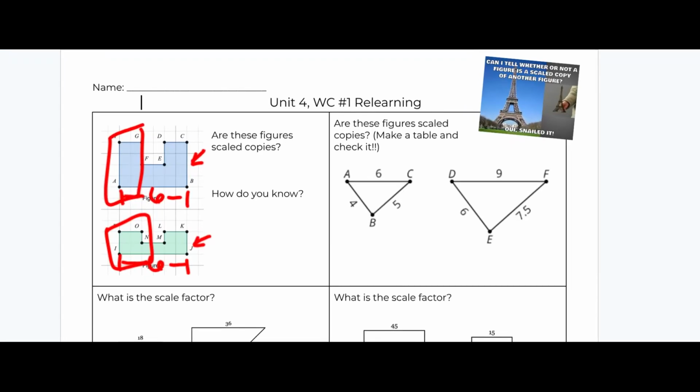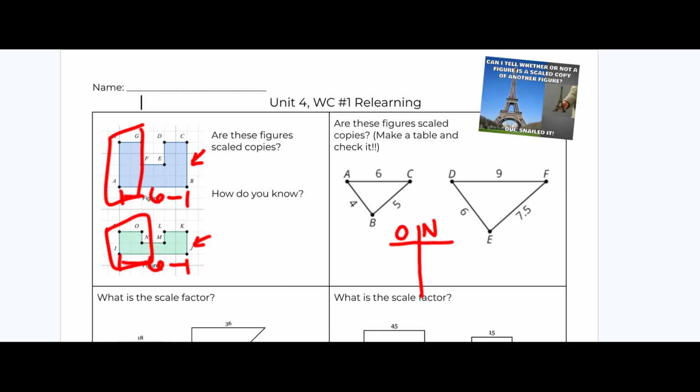All right, on the next part, it says, are these figures scaled copies? Make a table and check it. So that's what we have to do if we give you two figures and we're asking, hey, are these scaled copies or not? So the ABC one is going to be our original, and the DEF is what we'd be going to. So I'm going to make a table with original and new.